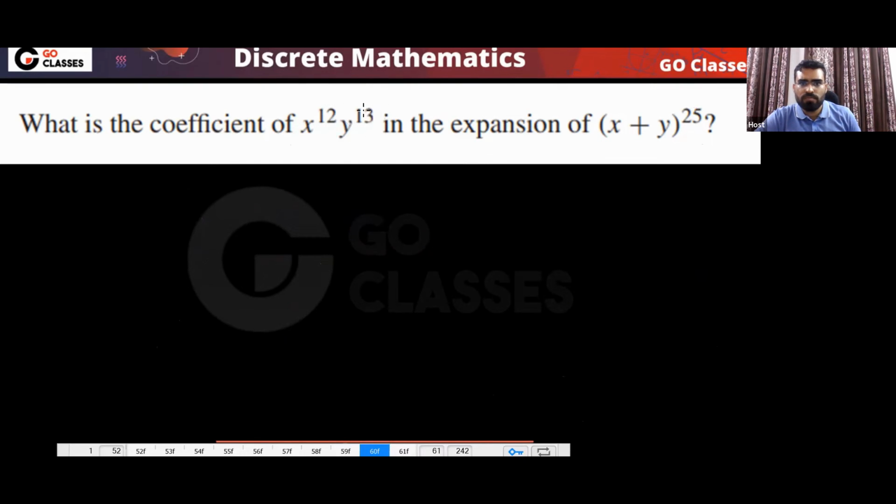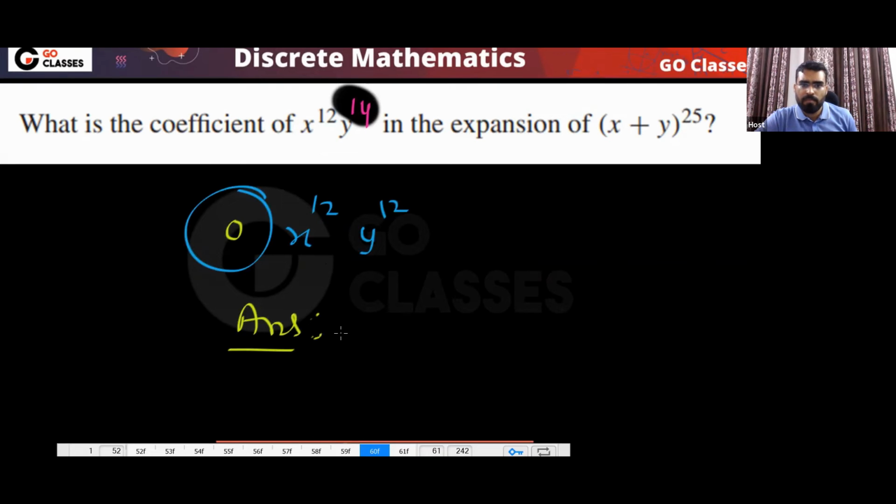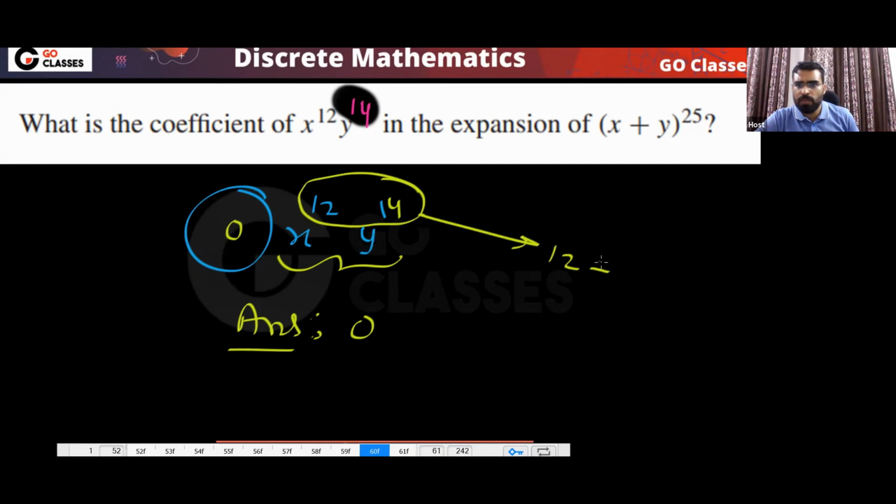Now tell me what is the answer if I ask for x power 12, y power 14. What is the coefficient of this? The coefficient will be 0, because this is never possible. If you notice, 12 plus 14 is not equal to 25.